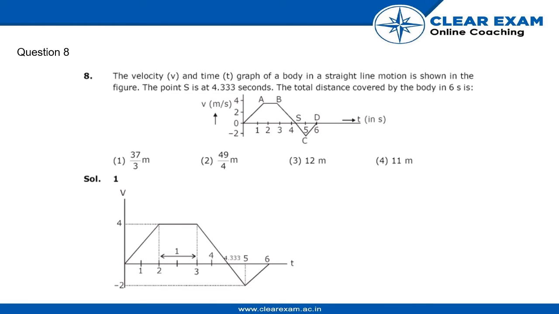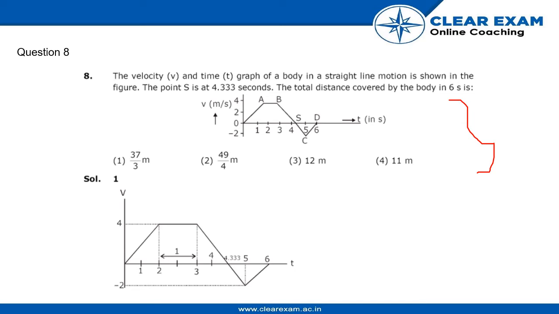Hello guys, we have a question here that says the velocity v and time graph of a body in straight line motion is shown in the figure. We have a graph here which shows the velocity and time graph of a body in a straight line. We have a point here at 4.333 seconds, and we have to find the total distance covered by the body in 6 seconds.